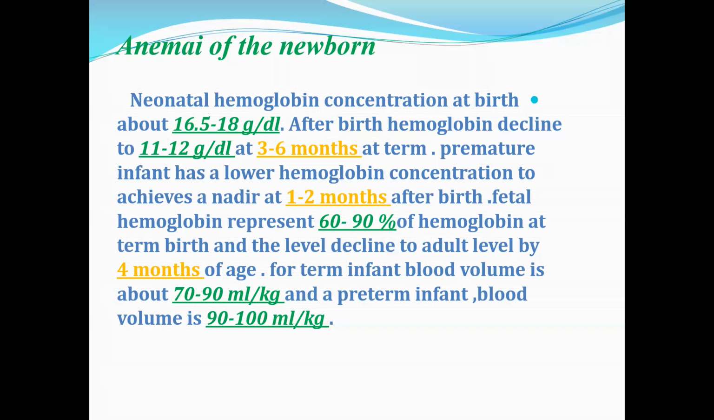Generally speaking, neonatal hemoglobin concentration immediately after birth is about 16 to 18 grams per deciliter. After birth, the hemoglobin declines to 11 to 12 grams per deciliter, especially at 6 months of age in term infants, and earlier than this in a premature.